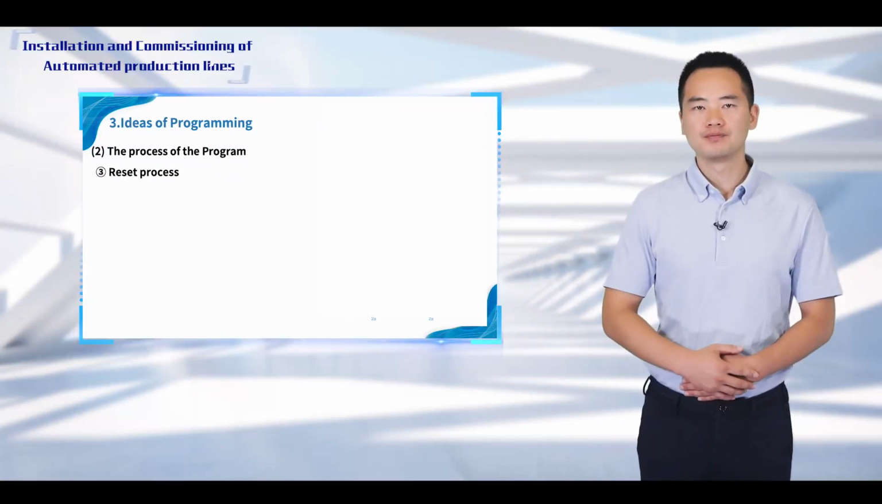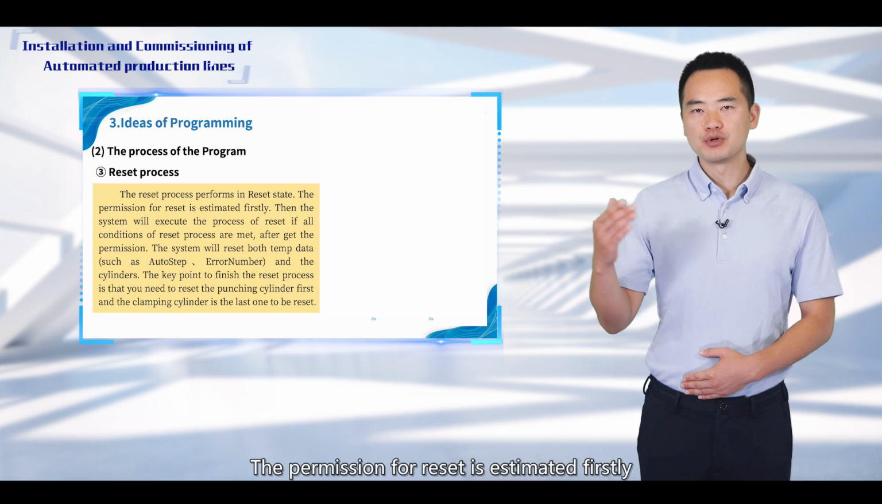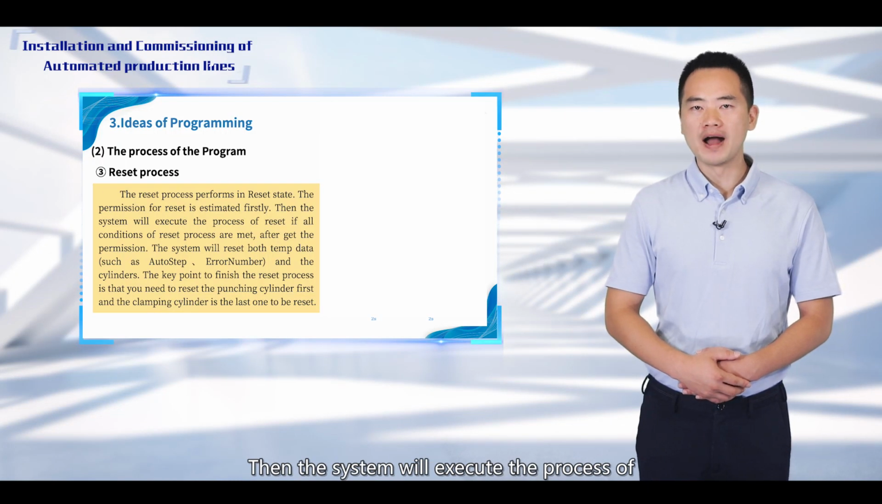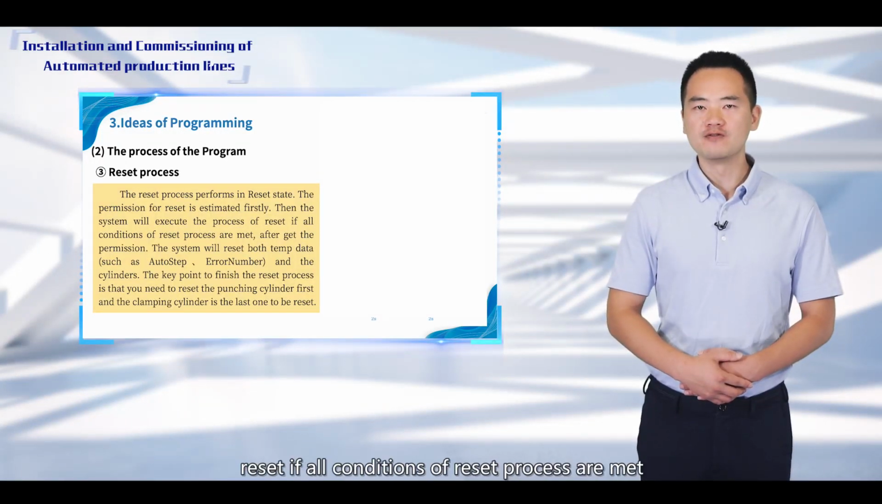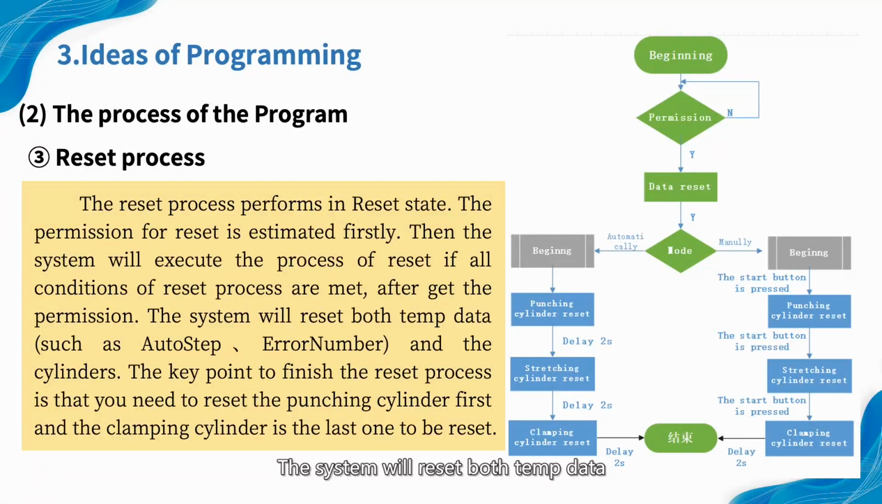Reset process. The reset process performs in reset state. The permission for reset is estimated firstly. Then the system will execute the process of reset if all conditions of a reset process are met. After getting the permission, the system will reset both temp data and cylinders. The key point to finish the reset process is that you need to reset the punching cylinder first, and the clamping cylinder is the last one to be reset.